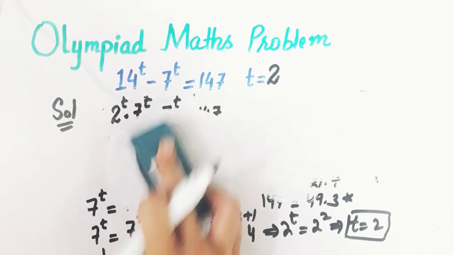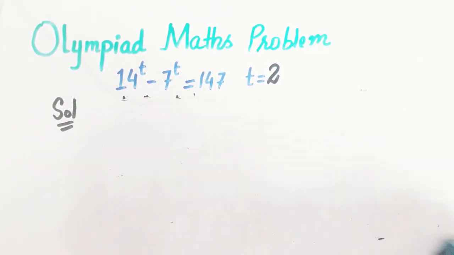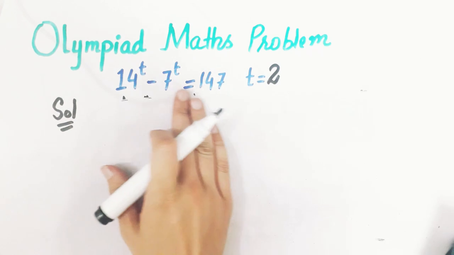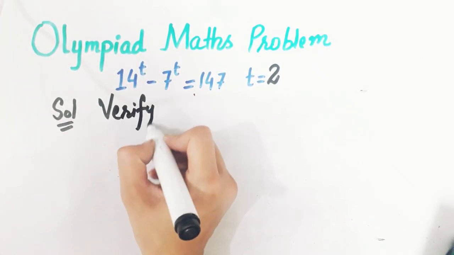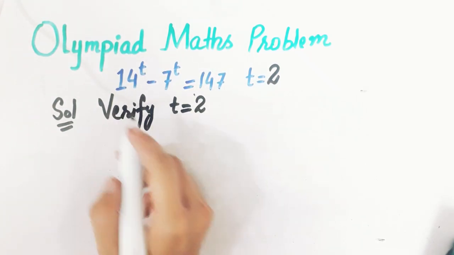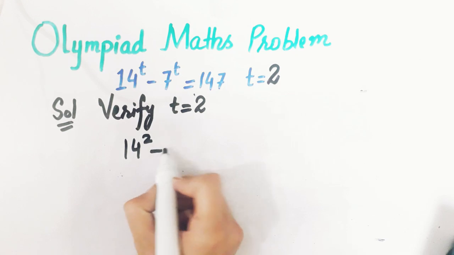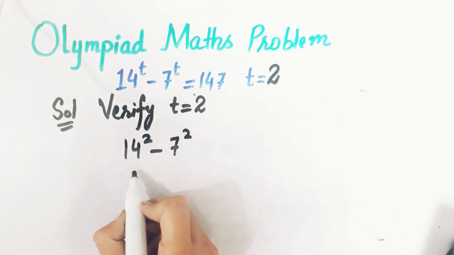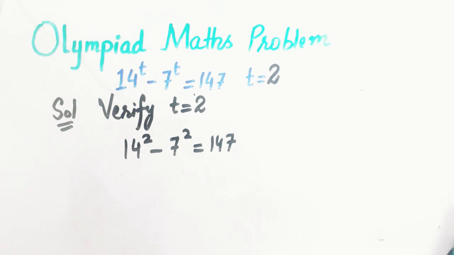Now we will do the verification, whether our answer is correct or not. So let's verify our answer. At t equals 2, we will substitute 14 power 2 minus 7 power 2, that equals 147. So first of all we will calculate the 14 square.